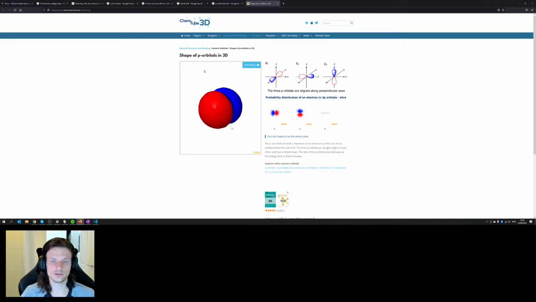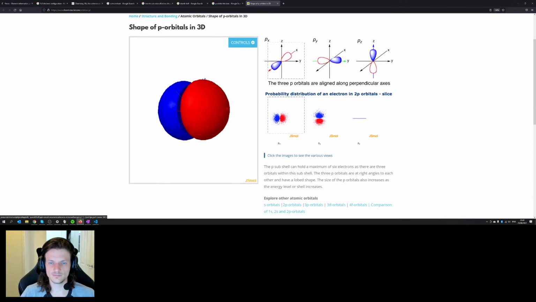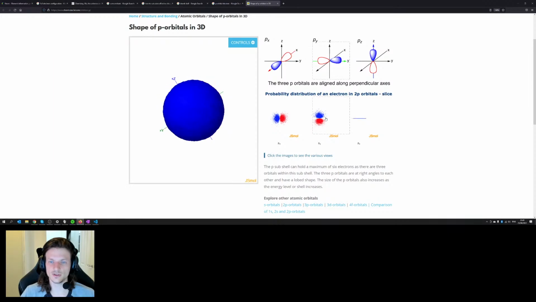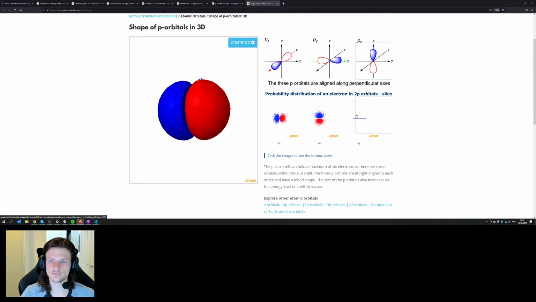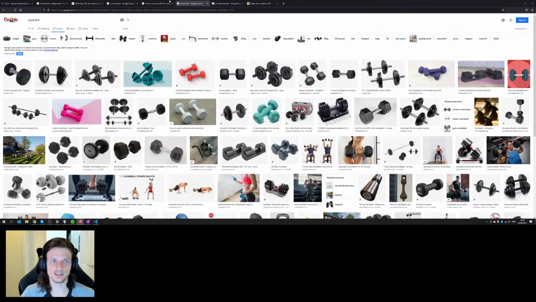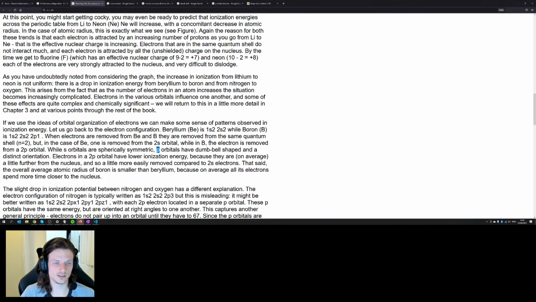Whoa. Okay. Whoa, look. Can you see that? Probability distribution of electron in 2p orbitals. Oh, hello. Can I click on that? Oh, I see, that is the orientation happening there. Okay, that is really cool.